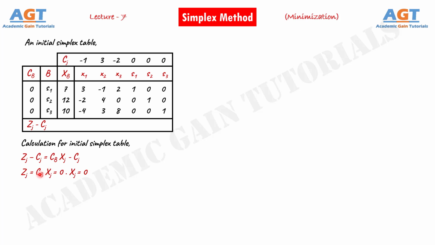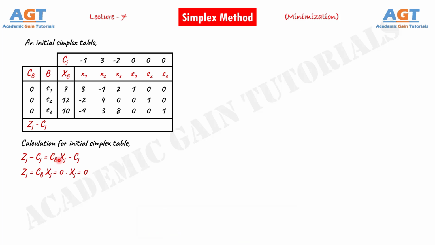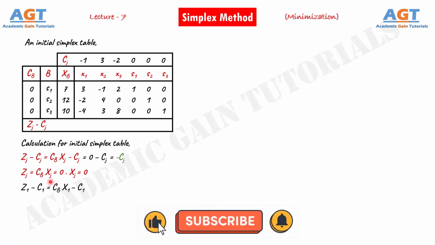Here in the general formula, the value of Zj is Cb into Xj. Since Cb is 0 in the initial table, 0 into Xj is 0. Thus the value of Zj in the initial table will be 0. So, in the initial table, the value of Zj minus Cj will be minus Cj. This will happen only in the initial simplex table, because only in the initial table all the values of Cb will be 0. Now, based on this general formula, for the calculation of Z1 minus C1, the formula will be Z1 minus C1 equals Cb into X1 minus C1.